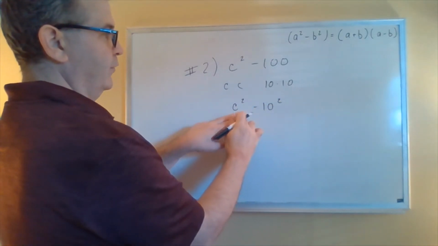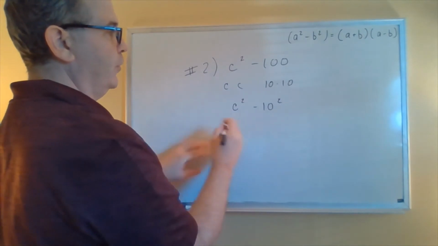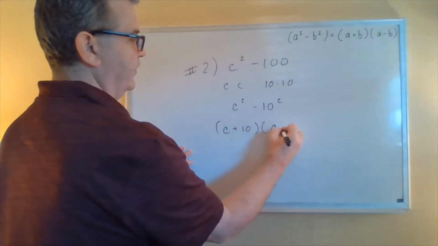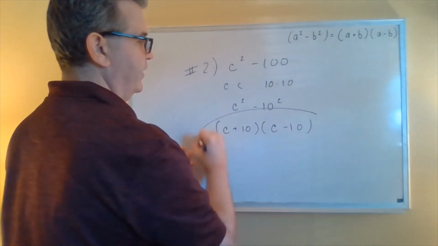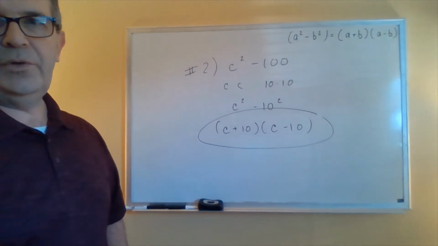And you can see how we have perfect square minus perfect square. So it matches our a squared minus b squared formula. So we're going to end up with c plus 10, c minus 10. And there's our answer for number 2. Now on to number 3.